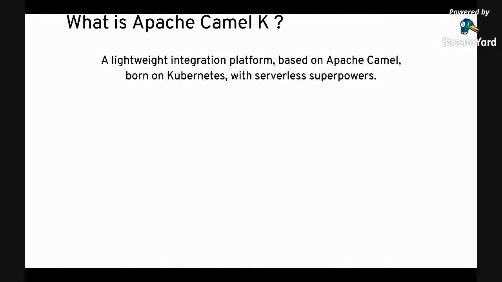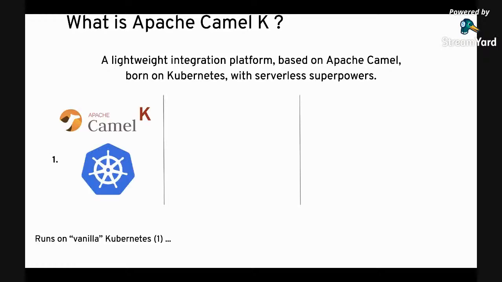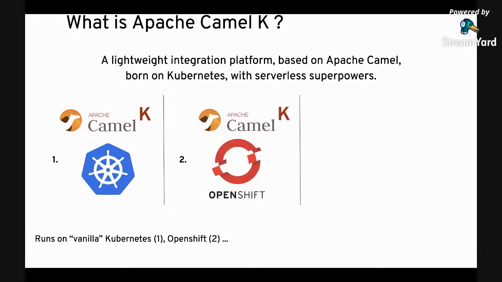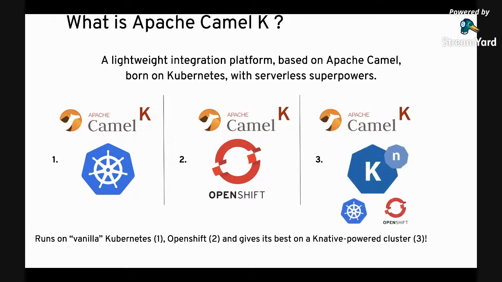So Camel K is a lightweight integration platform that is born on Kubernetes with serverless superpowers. So what's that? It means that you can run Camel K on vanilla Kubernetes and also on OpenShift, but you get the best if you run Camel K with a Knative powered cluster, and Knative can run on Kubernetes and OpenShift.